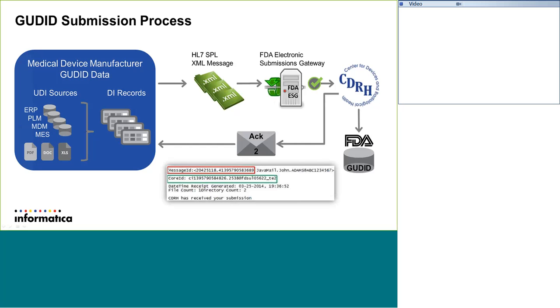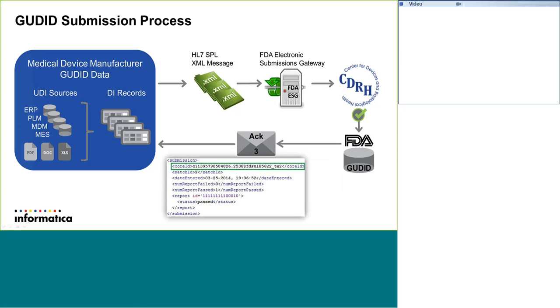The second acknowledgement will be sent to indicate a successful routing of the submission to the CDRH. This message will contain the message ID, like in the first acknowledgement. It will also contain a core ID, another unique alphanumeric string that is used by the FDA ESG to track a submission.